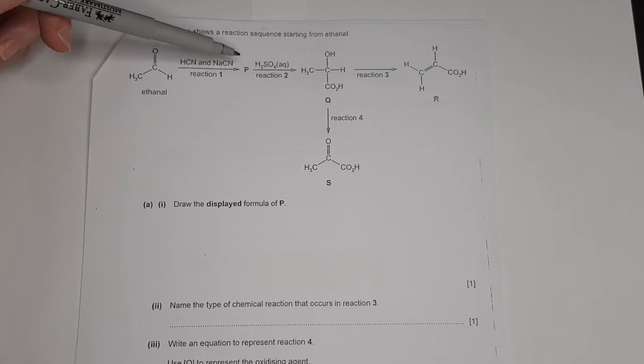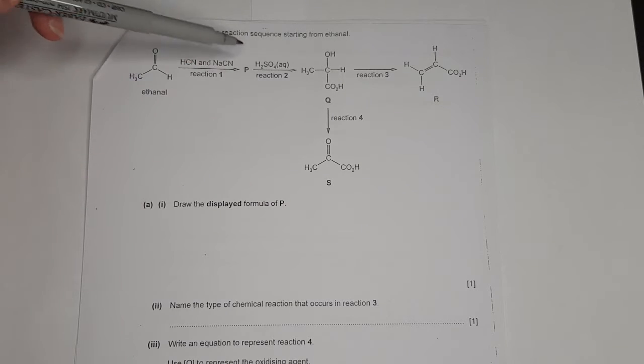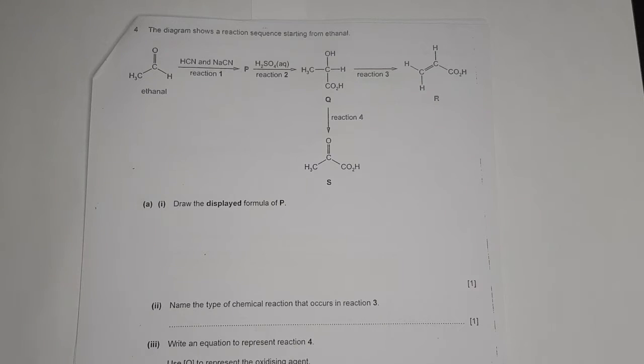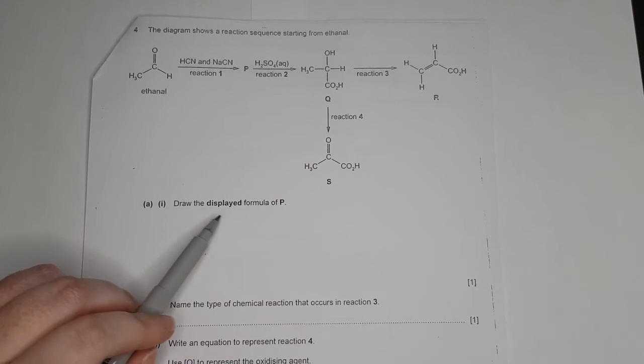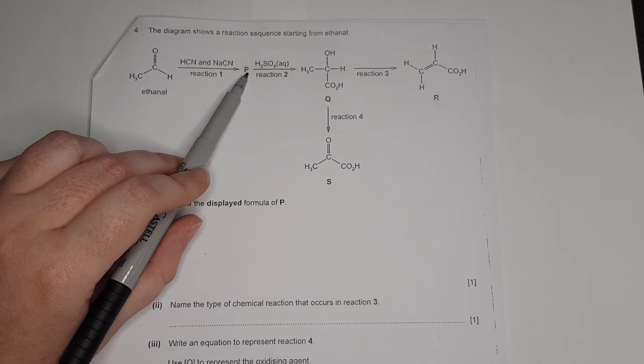And you need to know what we're adding to make things, or what gets made when we add certain things, and to be able to answer the questions from there. So the first question here says, draw the displayed formula of P. So displayed means, remember, we show all the bonds, and that's P over there.